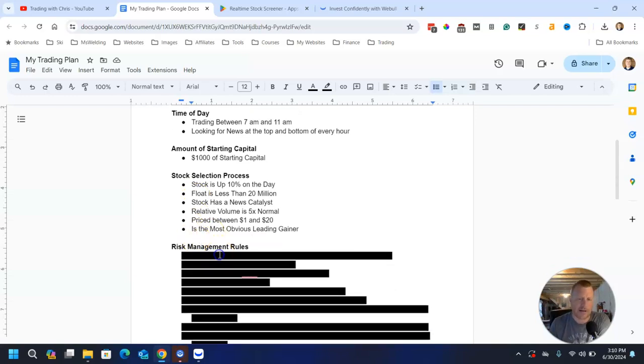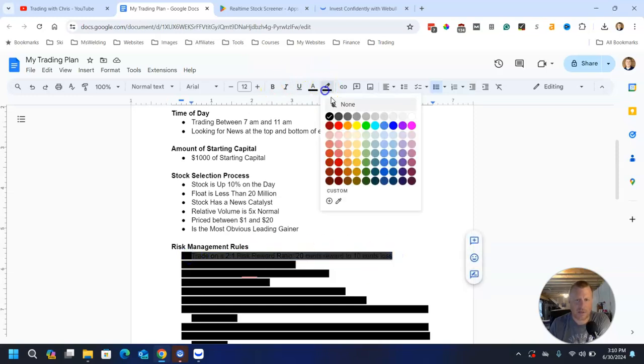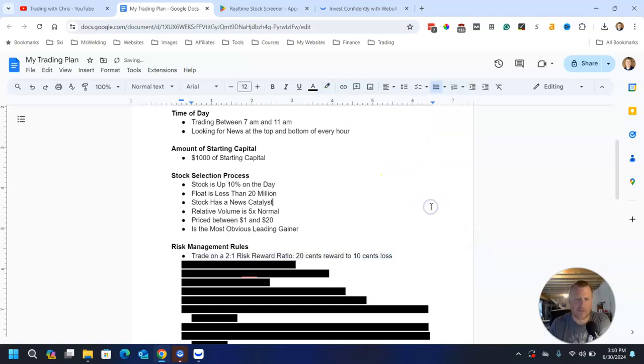So let's look at the risk management. There are some risk management things that you need to follow. I'm going to highlight this first one here and show you what my first one is. First off, we want to trade on a 2-to-1 risk reward ratio, meaning if I buy into a stock, I want the potential to be 20 cents of gain, but at most a 10-cent loss. That's what I have chosen.